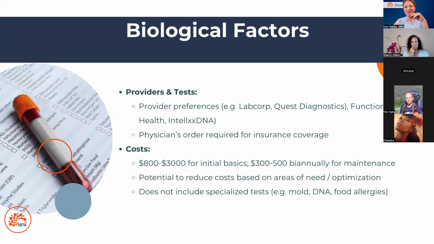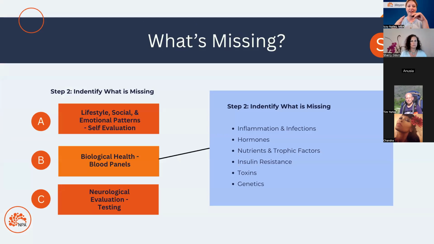Yep. So, perfect. And as we get to step two on this portion, identifying what's missing, right? Have we looked at the inflammation and infections, hormones, nutrients, insulin, toxins, genetics? Is there any testing that maybe you haven't done that might give some more insight, so that when we move to step three and we're looking at which treatments, we've eliminated any of the factors that might be hindering some health issues or health recoveries.